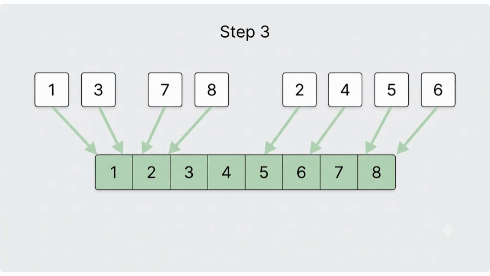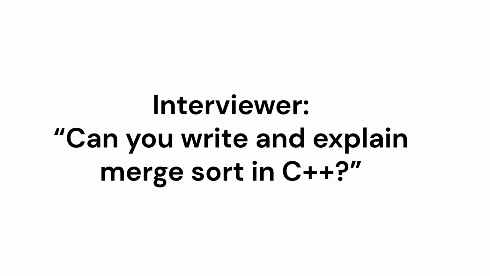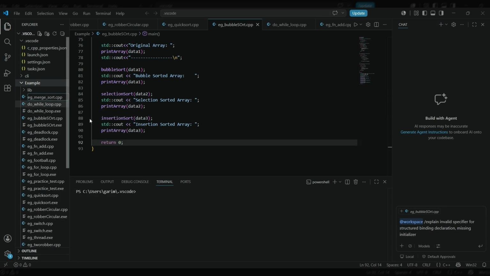and move 1. Compare 3L and 2, move 2. Compare 3L and 4, move 3. Compare 7L and 4, move 4. Compare 7L and 5, move 5. Compare 7L and 6, move 6. The right list is exhausted. Move the remaining elements from the left list, 7, 8.